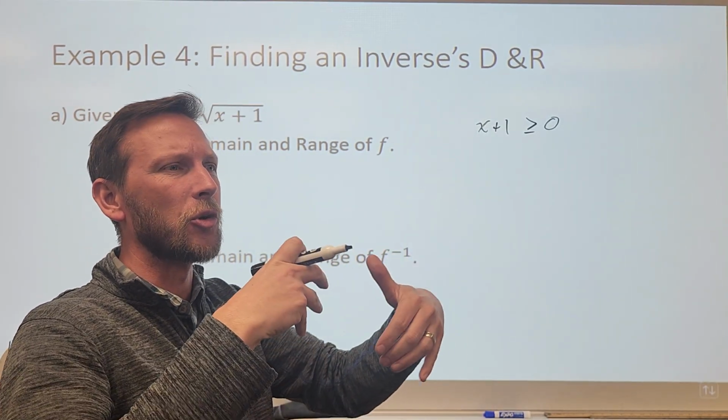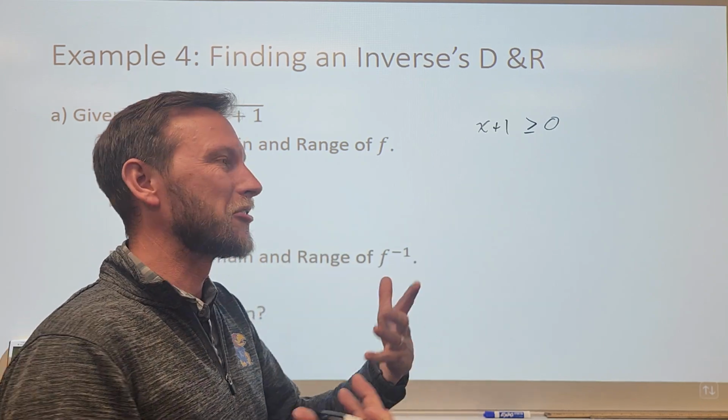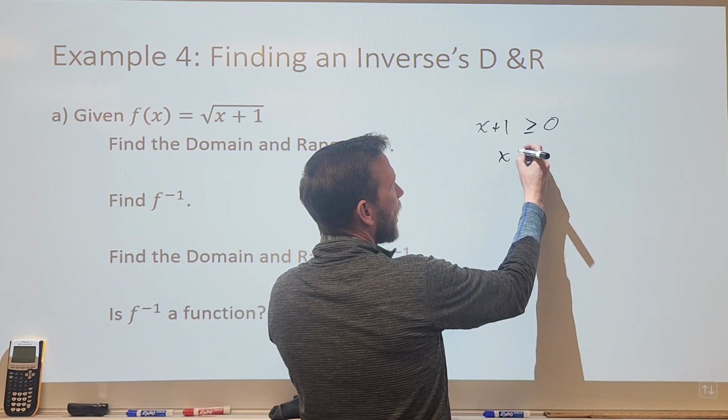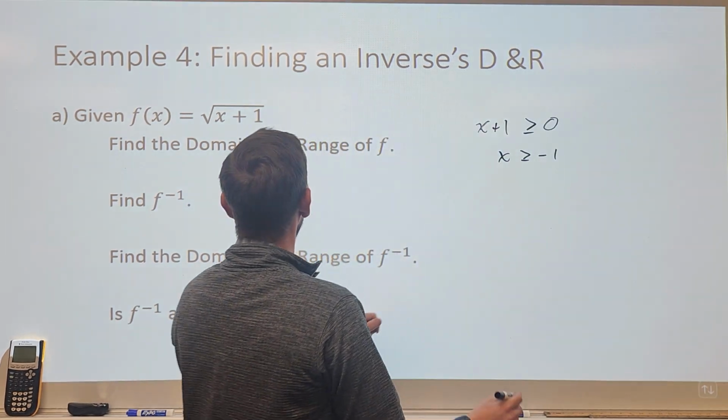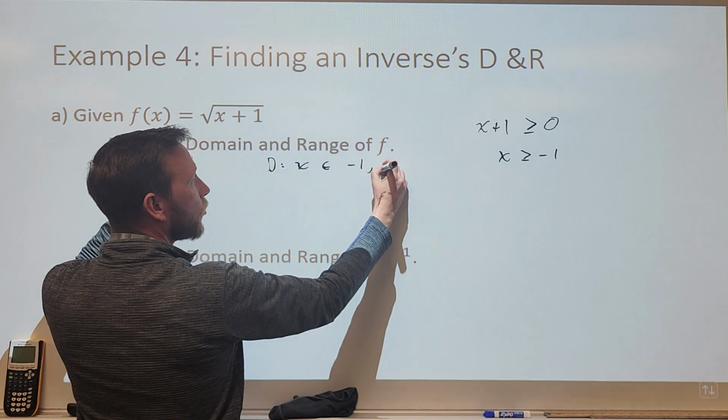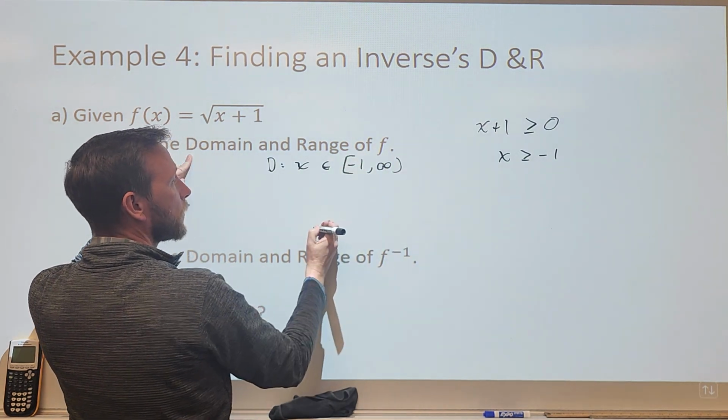There are no i values in our traditional xy graph. All right, so with that being said, x has to be bigger than or equal to -1, which means the domain, the x values, will be from -1 to positive infinity.